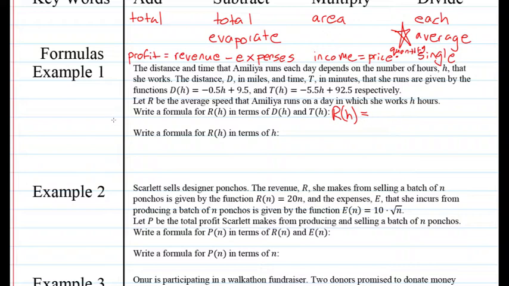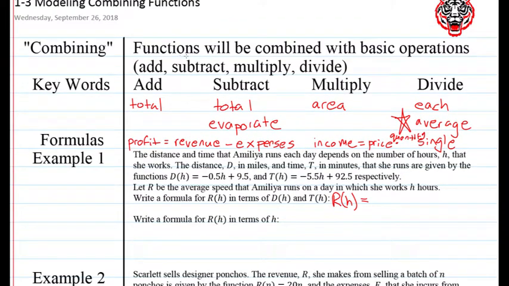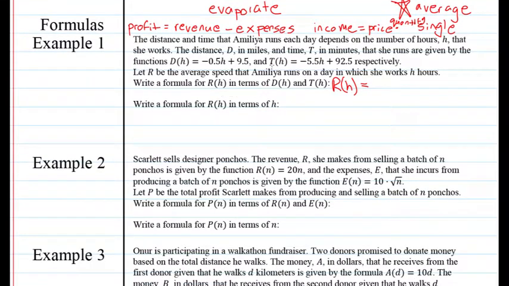And don't write this down. I'm going to somehow use d of h and t of h. Those are the only things I'm going to be using on the right-hand side of this equal sign. And in between them, because I'm combining functions, I'm either going to have an add, subtract, multiply, or divide. I have to figure out which one of those goes in between those functions, and then the order of them depending on if it's a division or a subtraction problem.